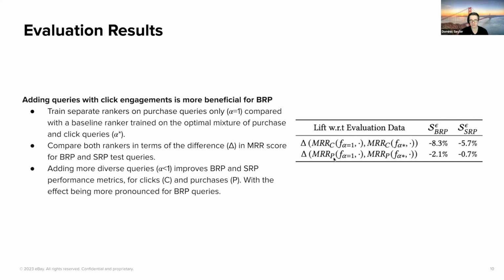We find that if we add more diverse queries, which corresponds to an alpha smaller than 1, it improves the performance on the browse result and search result test data sets, and it improves for clicks and purchases simultaneously. The effect, however, is more pronounced for browse result queries, which we can see in this column. Summarizing, we can say that adding queries with click engagements is more beneficial for browse result pages, and thus should be the preferred method of training the ranker.